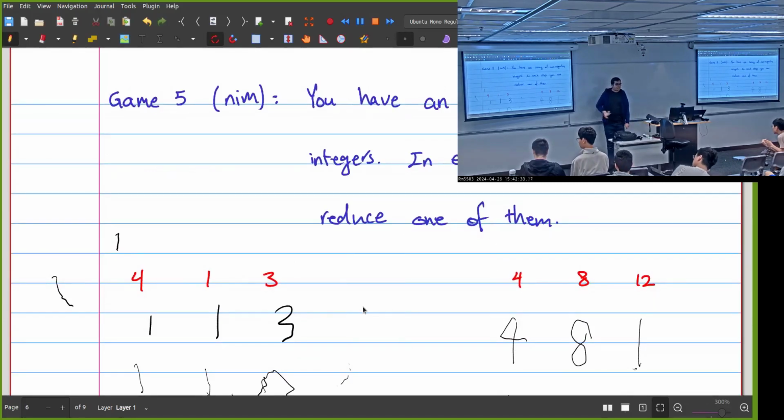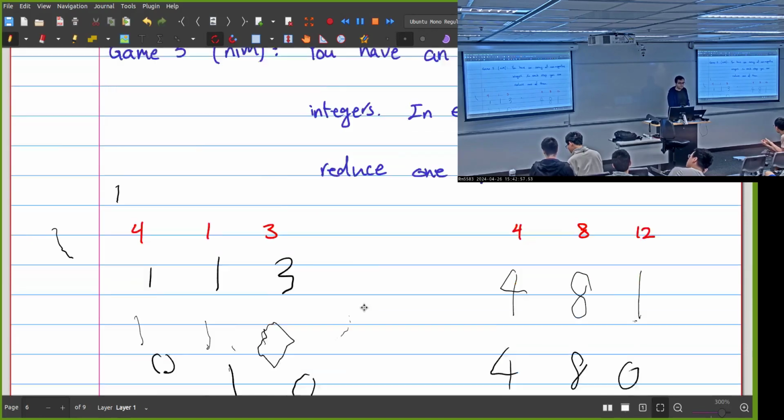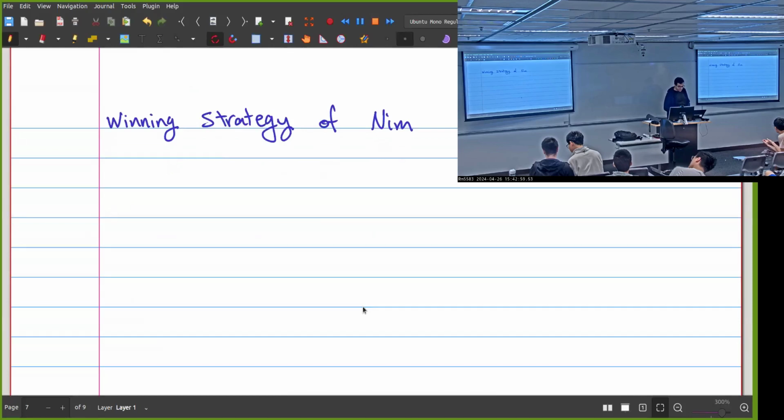When do you win this game? Now, this might be very surprising to you, but it has to do with the XOR of the numbers. So I just take the XOR of all the numbers, and if the XOR of all the numbers is 0, I say this is a losing state. And if it's non-zero, I say it's a winning state. So this is the winning strategy of NIM.